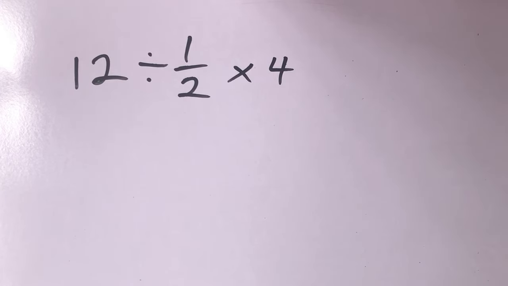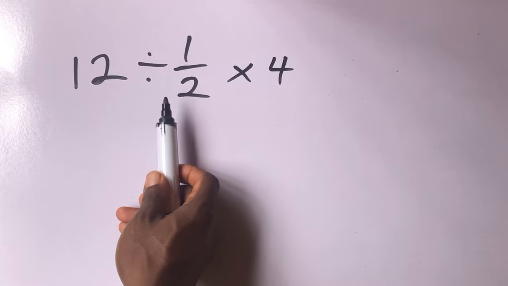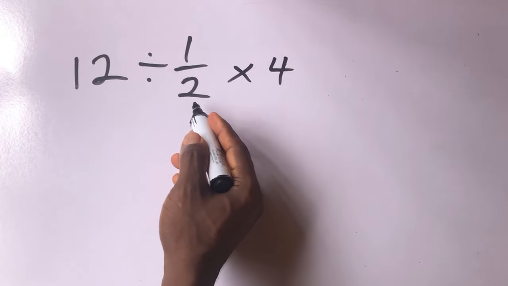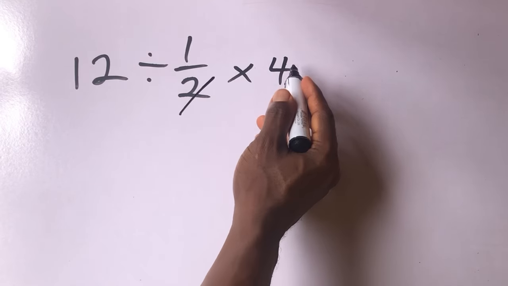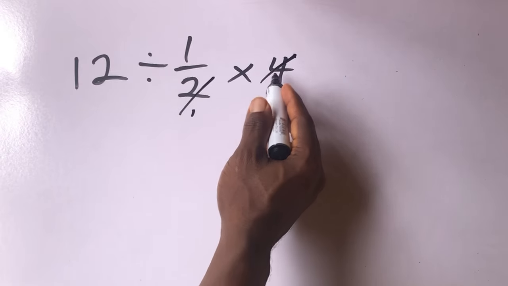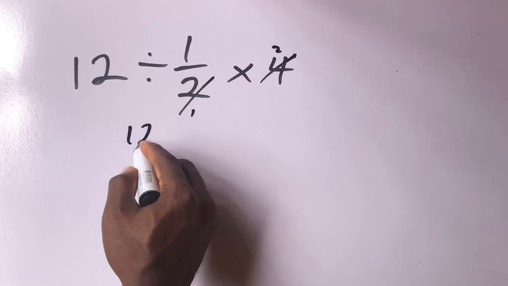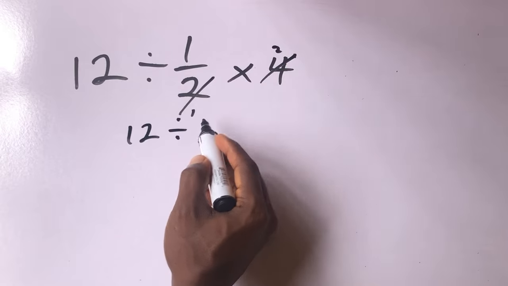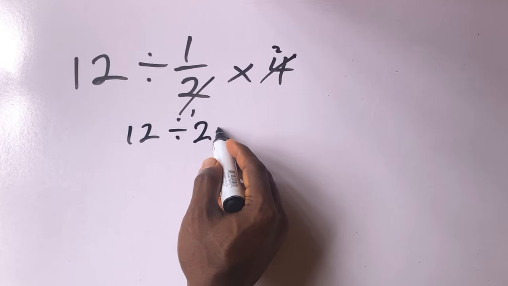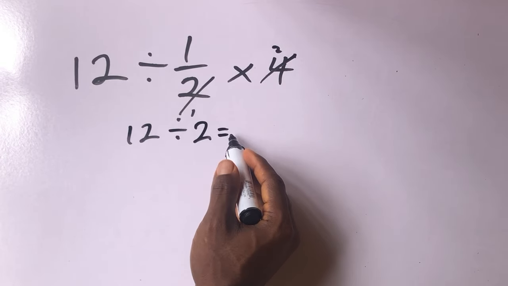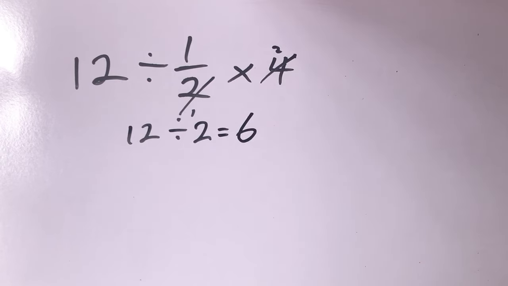Let's solve this math. 12 divided by 1 over 2 times 4. This 2, we cancel this. 2 here, 1, 2 here is what? 2. So 12 divided by this 2, which is equals to what? 6.